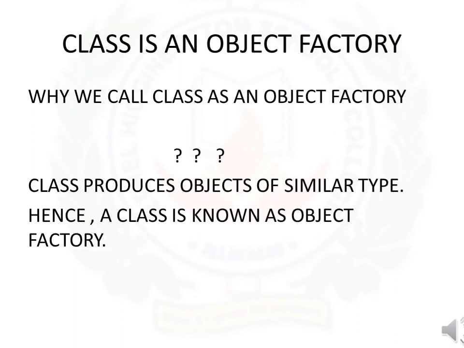Class is an object factory. What is called as a factory? The term factory typically is used for holding similar kind of objects within it. Here also the class produces the objects of similar type. Class contains objects. All the objects are the same types. Okay. So class produces the objects of similar type. Hence, a class is known as object factory.